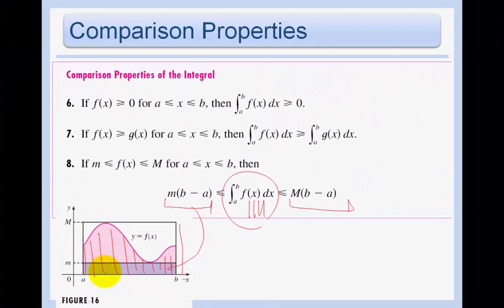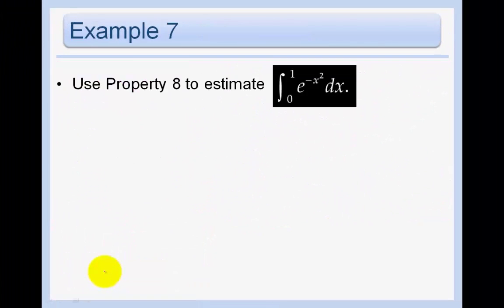Okay, so how do I use that? I might use that if I want to estimate the area under the curve of some function that I don't really know that much about, but I do know some limits. So let's just think about this curve, y equals e to the negative x squared, and I want to go from 0 to 1.